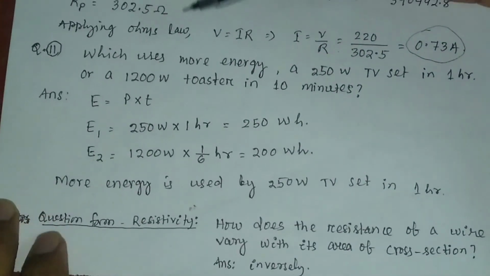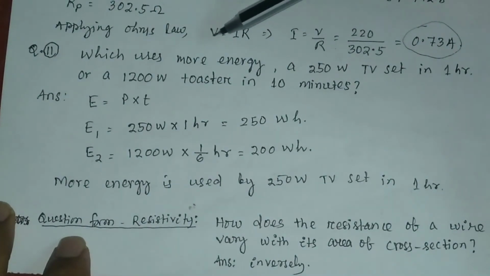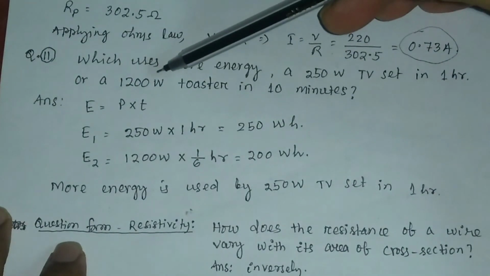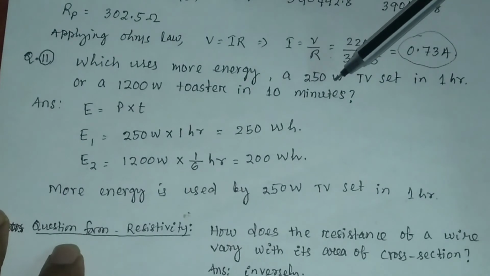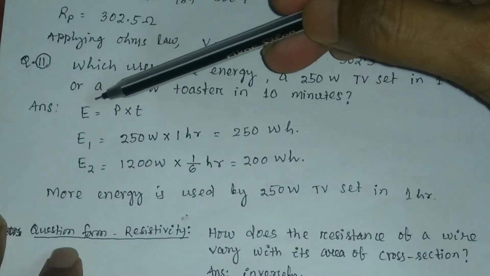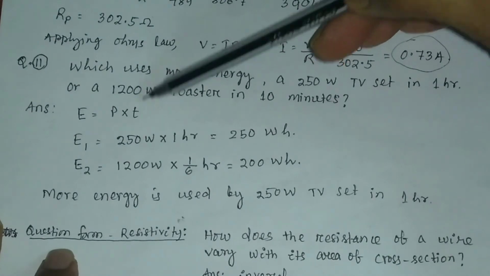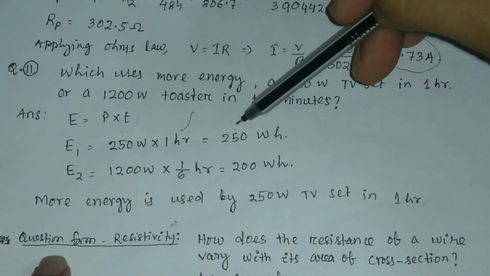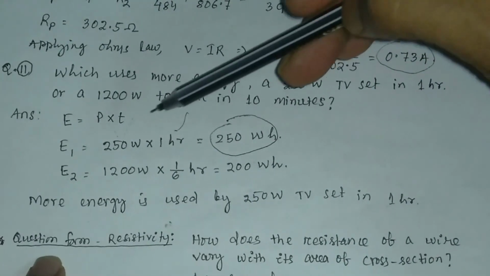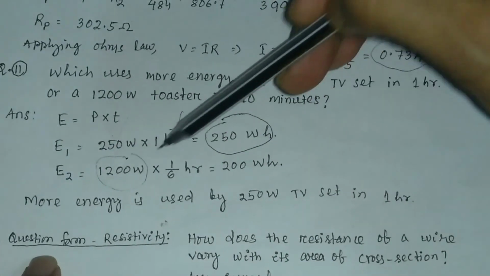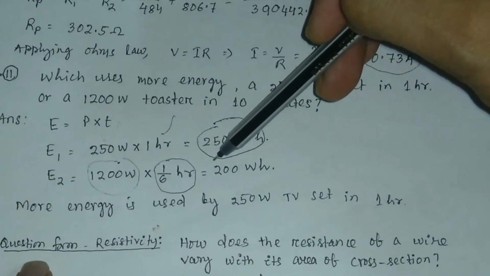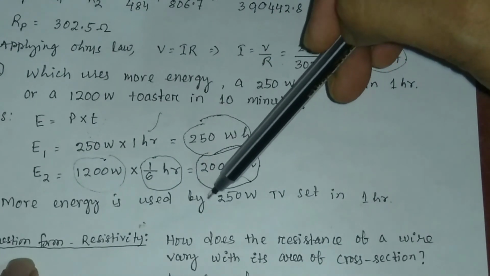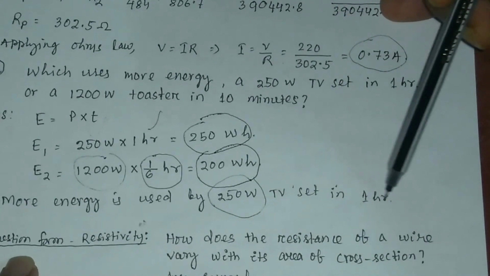Next problem. Which uses more energy: a 250 watt TV set in 1 hour or a 1200 watt toaster in 10 minutes? The energy formula is power into time. In the first case, power is 250 watt, time is 1 hour, so energy will be equal to 250 watt hour. In the second case, power is 1200 watt, time is 1 by 6 hour, so energy will be equal to 200 watt hour. So more energy is used by the 250 watt TV set in 1 hour.